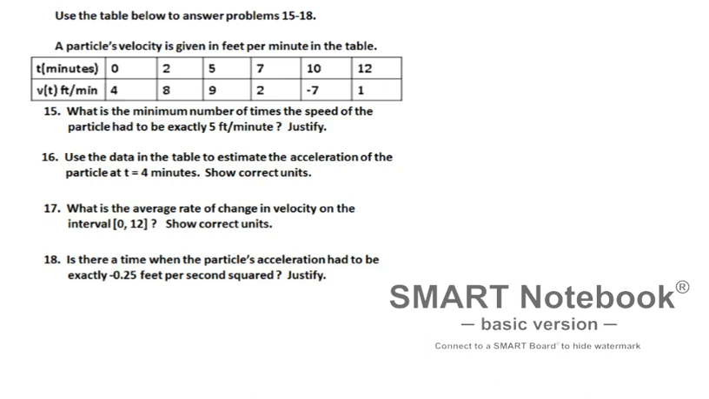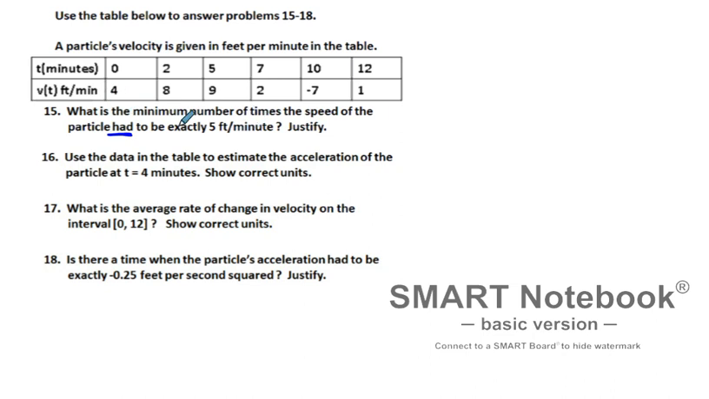Use the table below to answer problems 15 through 18. Particle velocity is given in feet per minute in the table. What is the minimum number of times the speed of the particle had to be exactly 5 feet per minute? Again, has to be. That's the existence theorem, which is going to be intermediate value theorem, mean value theorem, Rolle's theorem, absolute value theorem.